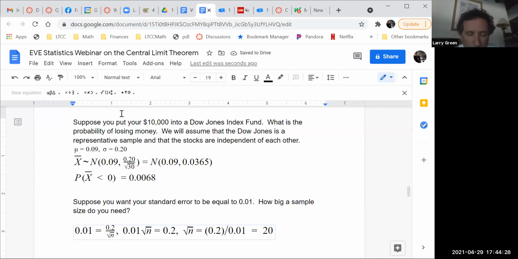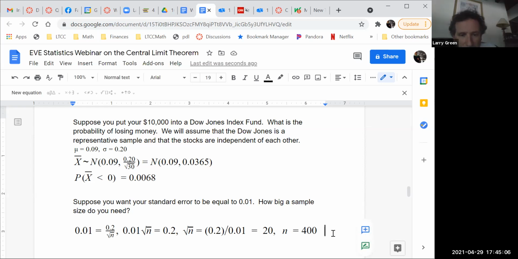20. So then I'd square both sides and I get n equals 400. Any questions on that? So I need to have a sample size of 400 in order to make this work. Any questions at all on this particular problem, this example? Okay.